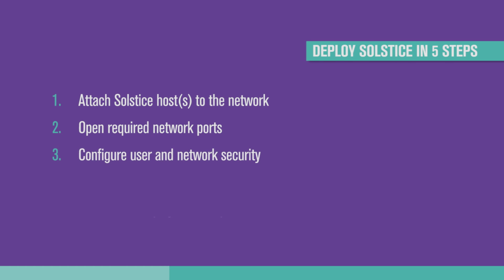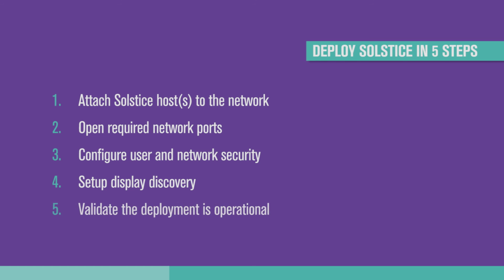Next, configure user and network security settings. Enable network encryption and designate the user access security model. Fourth, set up display discovery on the network so users can connect to the Solstice displays on the network. And finally, verify that Solstice is fully up and running, ready for end users. Let's take a close look at each step, including how and where to update the settings.